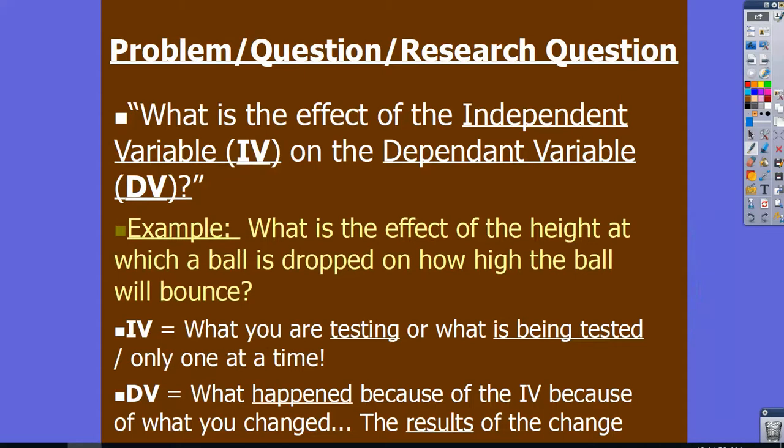So really what we're looking at is the problem itself. This is just written in a very specific format as: what is the effect of the independent variable on the dependent variable. So an example of this would be: what is the effect of the height at which a ball is dropped on how high the ball will bounce.